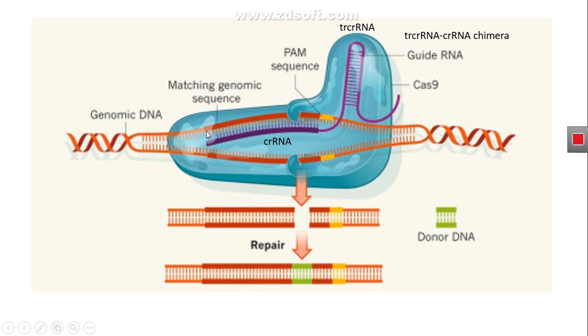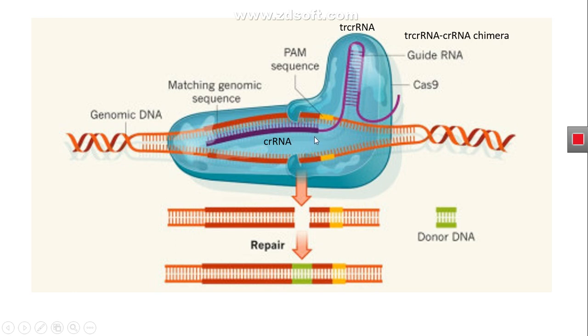The Cris RNA is actually the RNA that can be replaced with any desired sequences, and the tracer RNA is the RNA that helps to locate this Cris RNA in the pocket of the Cas9 enzyme.